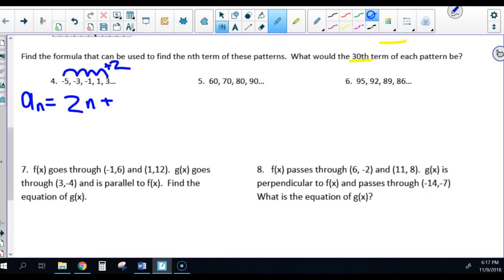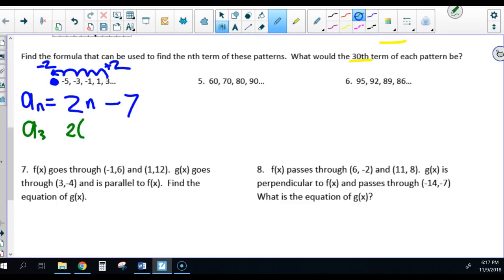b is my y-intercept. I need to take this pattern and go back to the 0th term, which is going to be negative 7 if I go that direction. If I'm adding 2 to the right, then I need to minus 2 to the left, which would give me negative 7. So there's my equation: a sub n equals 2n minus 7, same as plus negative 7. The 30th term now is going to be the answer when I plug in a 30.